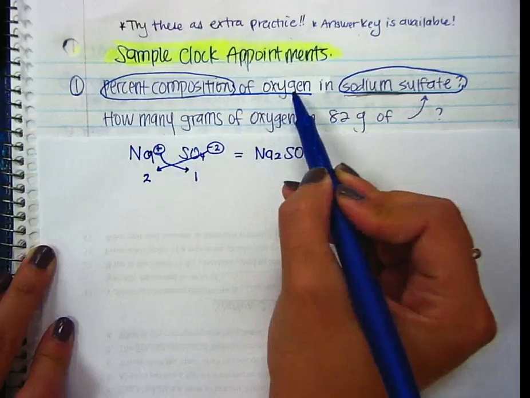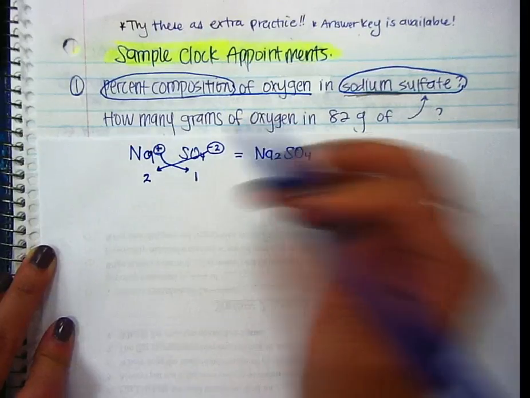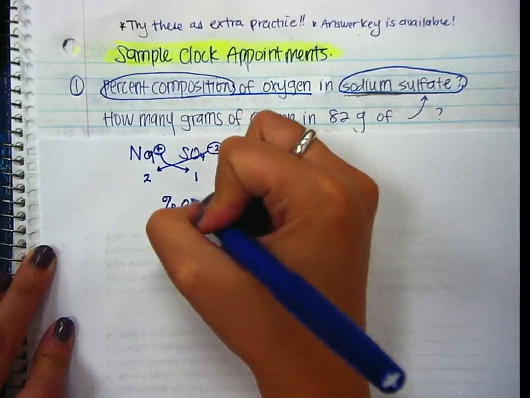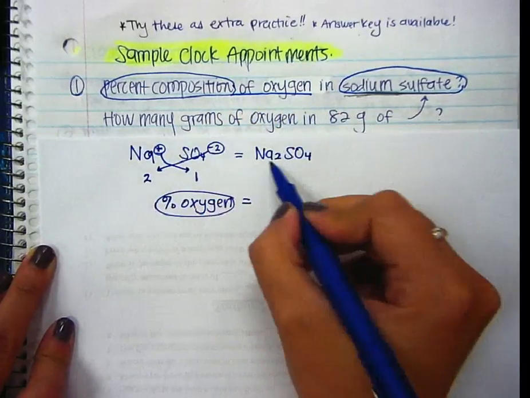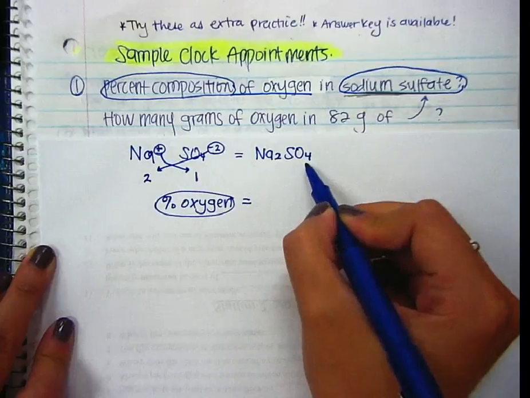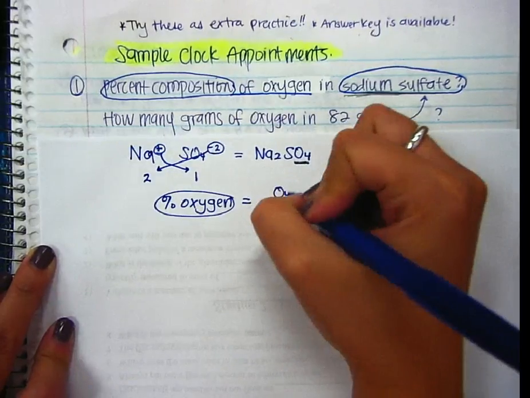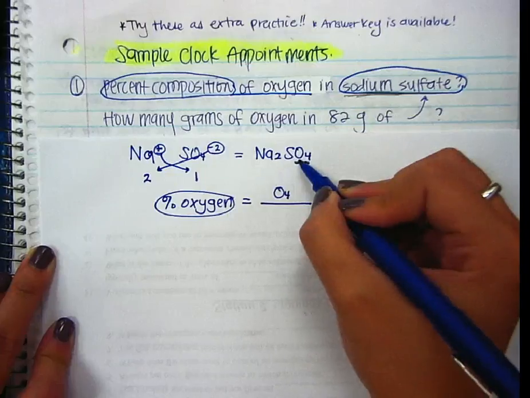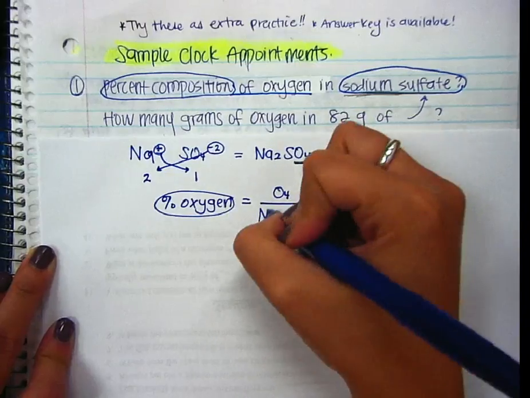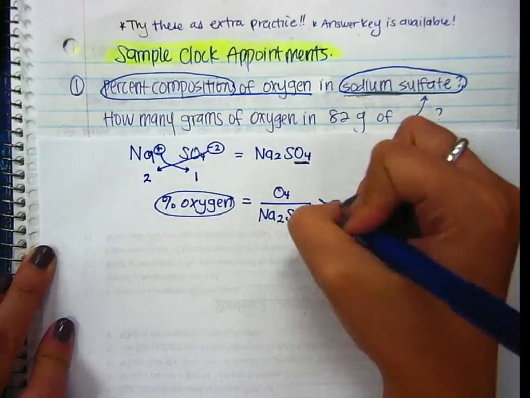So from here, whenever you are asked to do a percent composition problem, you're trying to find the percentage of oxygen divided by the mass of the whole thing, the sodium sulfate. To figure out the percentage of oxygen here, take a look at how many oxygens we have inside sodium sulfate. We have a total of 4, so I'm going to do 4 oxygens on top. And then I'm going to divide it by the mass of the whole entire thing, which is Na2, 1 sulfur, and 4 oxygens, and times that by 100.